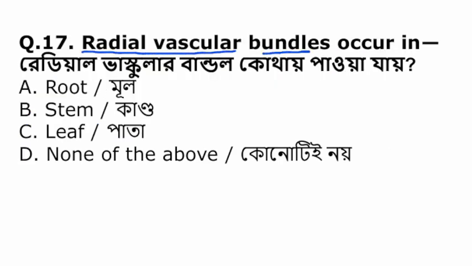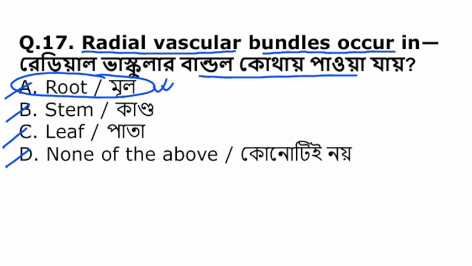Radial vascular bundle occur in. Radial vascular bundle কোথায় পাওয়া যায়? Root, stem, leaf, or none of the above. Radial vascular bundles are found in roots.